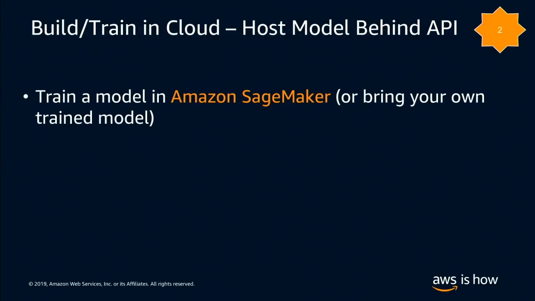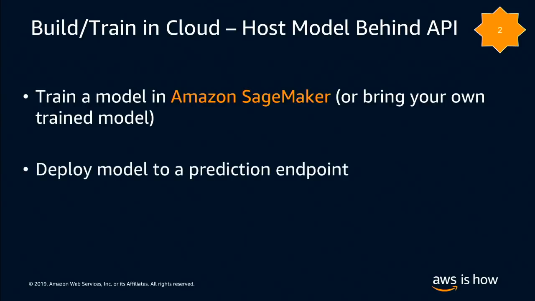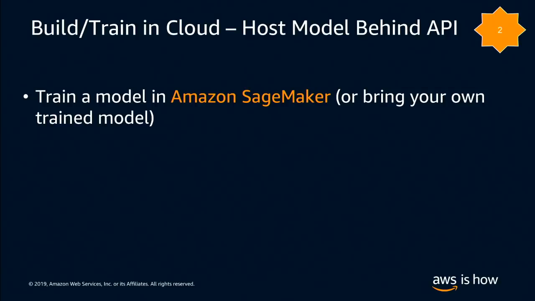Okay, and so this is number 2. Build and train in the cloud, and then host the model behind the API. So I use Amazon SageMaker, but it could be trained in whatever process you want, in whatever cloud provider, it doesn't really matter. And when we talk about the cloud, when we talk about training, almost never talking about training a model on the device, even though some people say, oh, I can train a model on device. Yeah, it's possible, but not realistic.